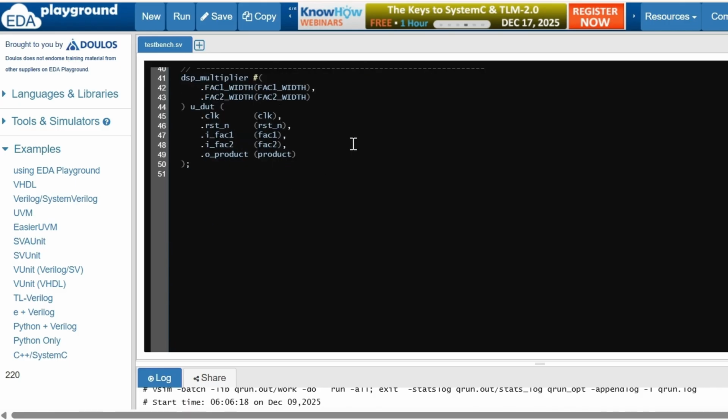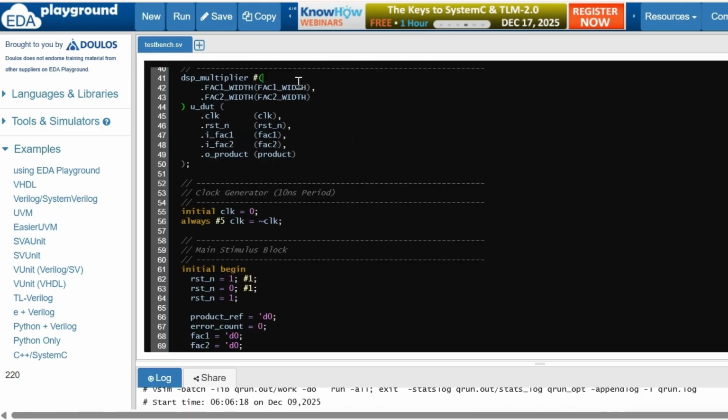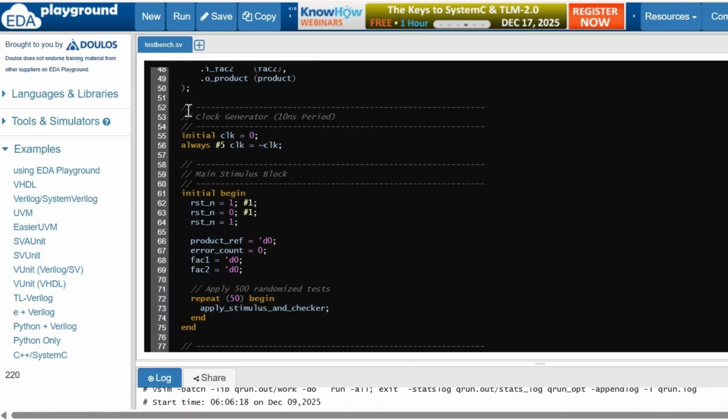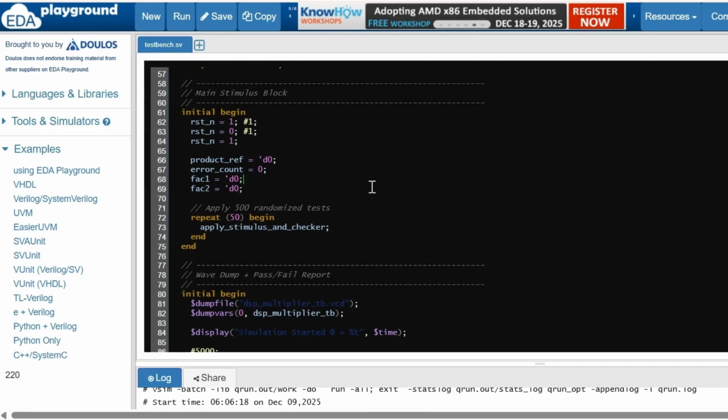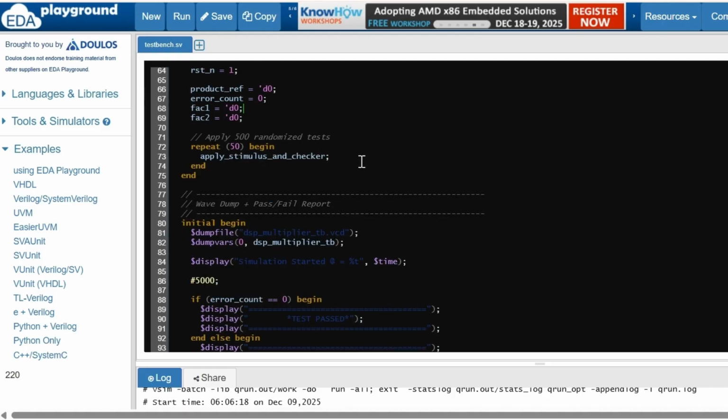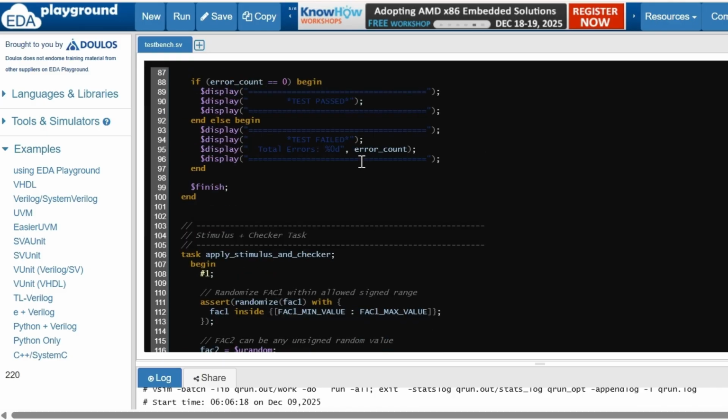Then we have our DUT instantiated here. The DUT multiplier is instantiated here, and here we generate the clock for the DUT, and then we initialize the DUT input ports as well as the internal test bench variables. And this is the main task, which will drive the stimulus to the DUT and compare the DUT output results with our TB generated reference values. So now first let's understand what we are doing here in the apply stimulus and checker task.